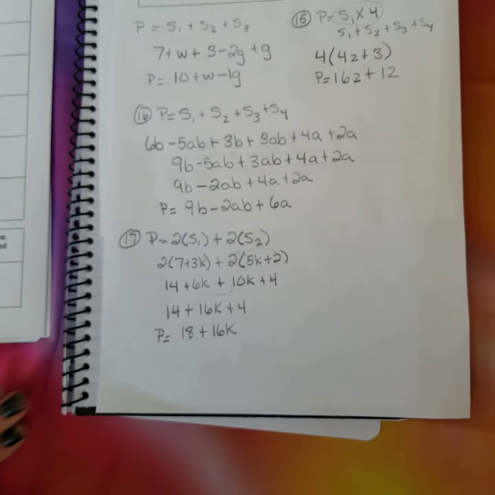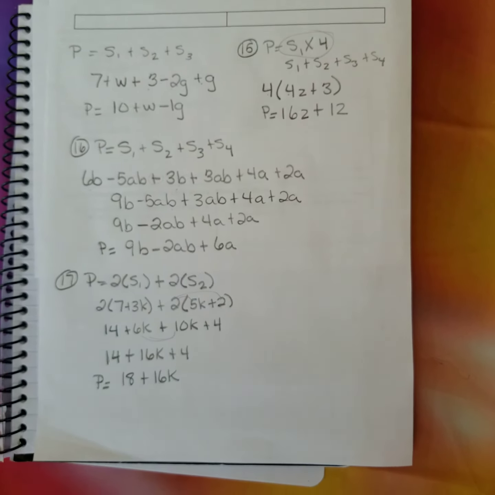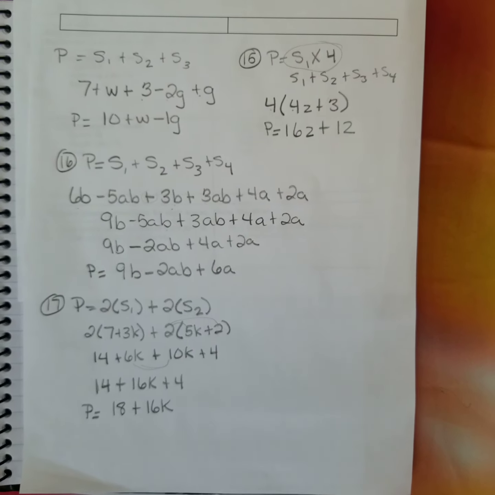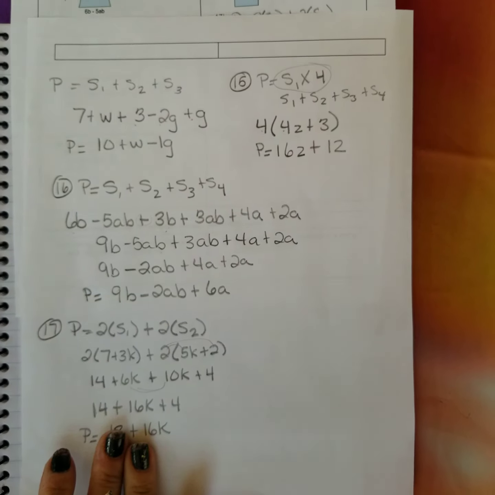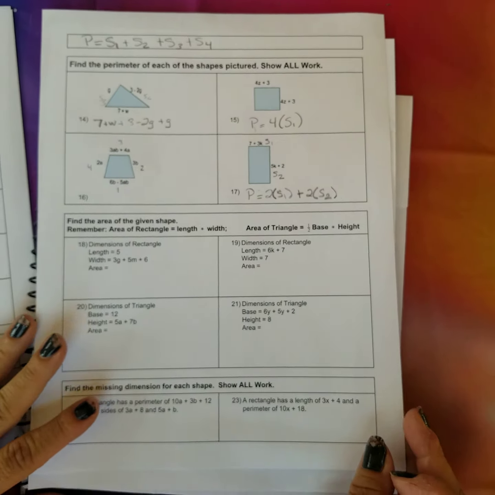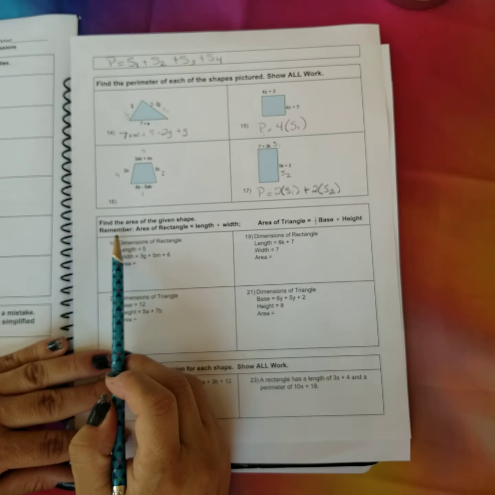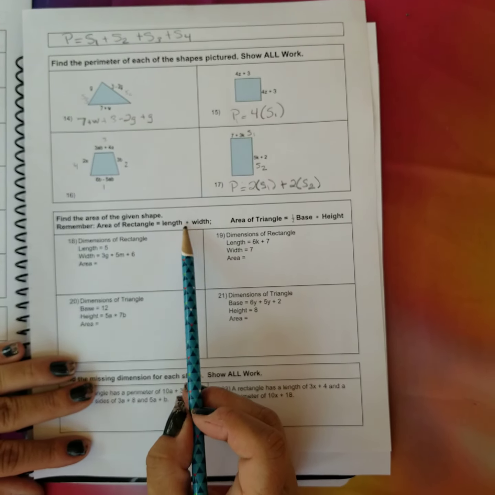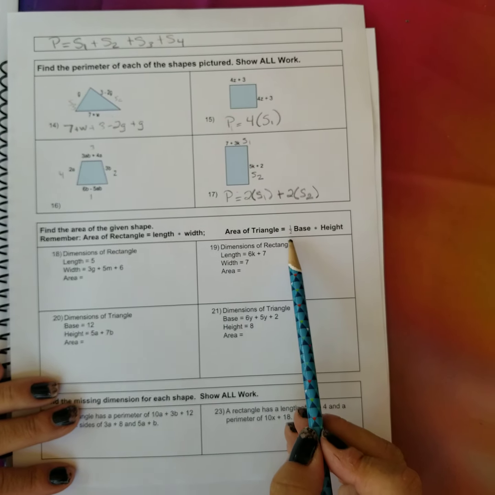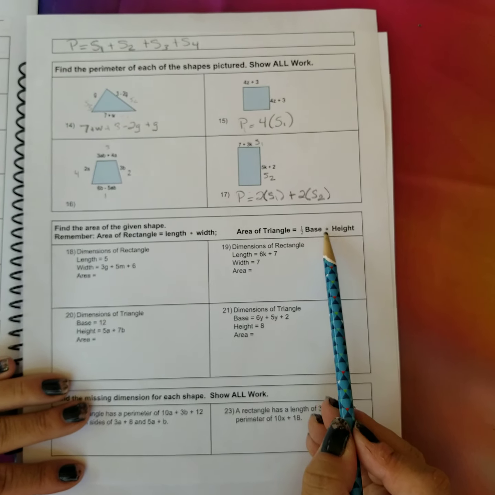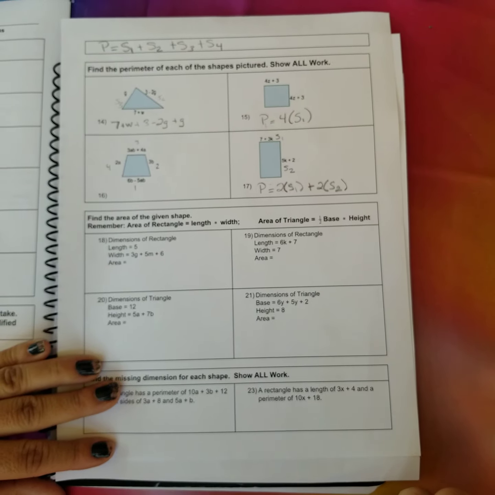Okay. Any questions? Shoot them to me on Google Classroom. All right. Now, our next set of problems are finding the area of the given shape. Remember, area of a rectangle is length times width. Area of a triangle is 1/2 the base times height, or base times height divided by 2.